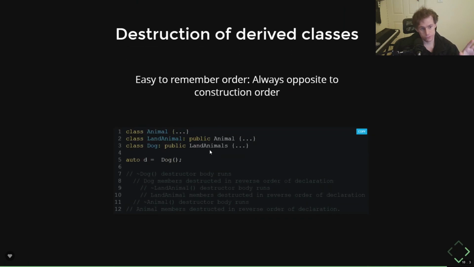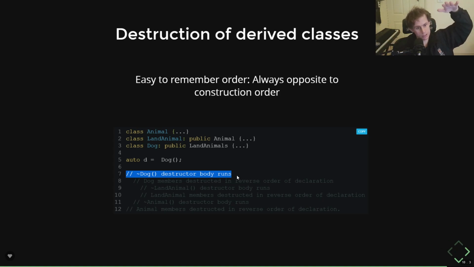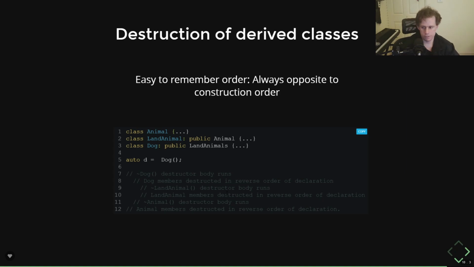The opposite is true for destructors. So when you do destruction of a derived class, you can see here, it actually executes the dog destructor body first. So it does all the destruction for dog, and then as soon as it's done, it calls the land animal's destructor that goes and does all of that, and then as soon as that's done, it calls the animal's destructor. So it actually moves through in the opposite order, which is really interesting. I mean, it makes sense, right? It's basic stack philosophy. You build inside out, and then you collapse outside in. You destroy yourself outside in.